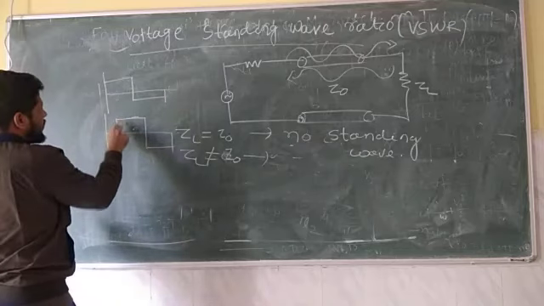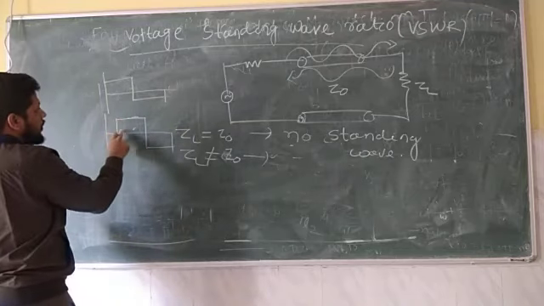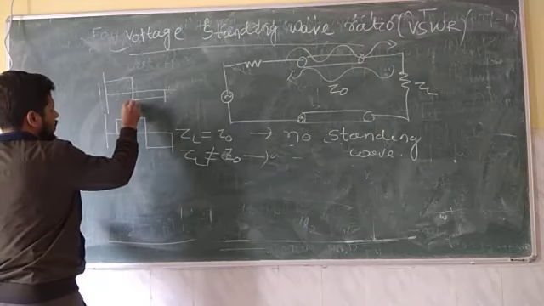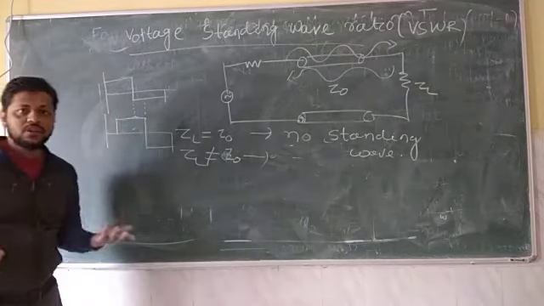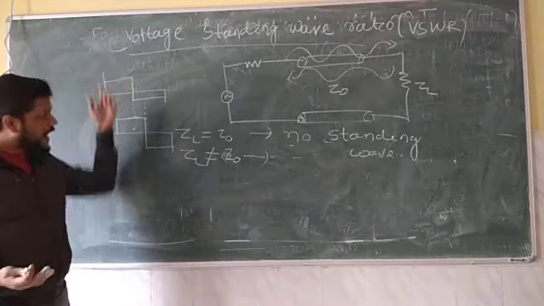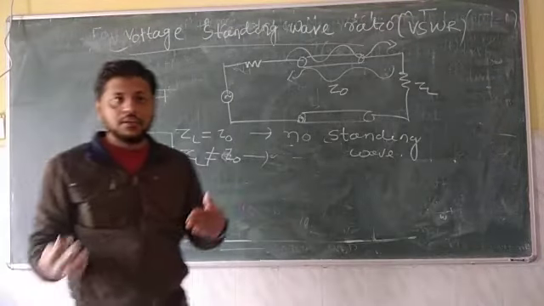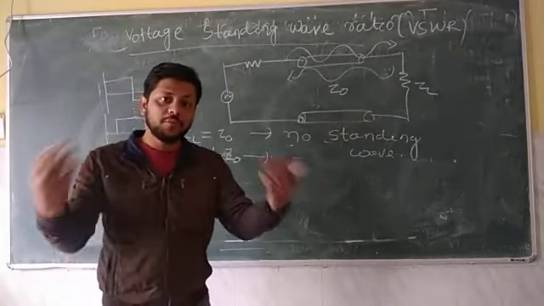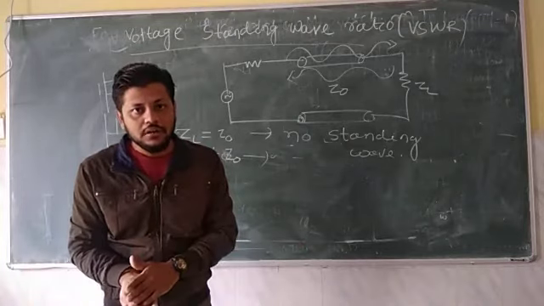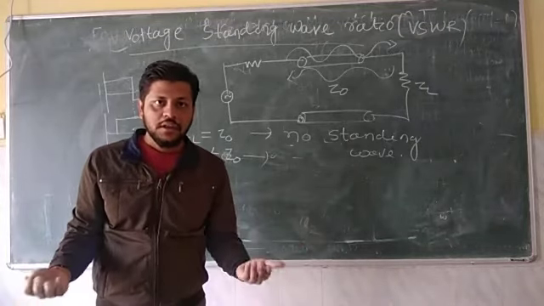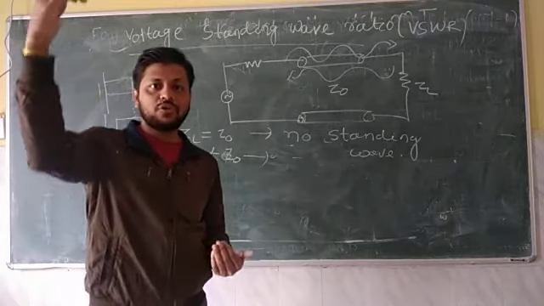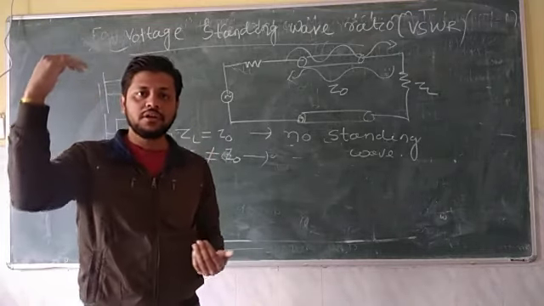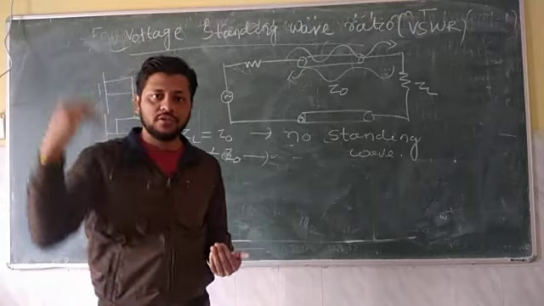For this case addition will occur, and for this time instant, subtraction will occur. That means when addition will occur due to interference, V maximum, that is voltage maximum, will occur. When subtraction will occur, then V minimum will occur. And the standing wave ratio is nothing but the ratio between V max to V minimum.